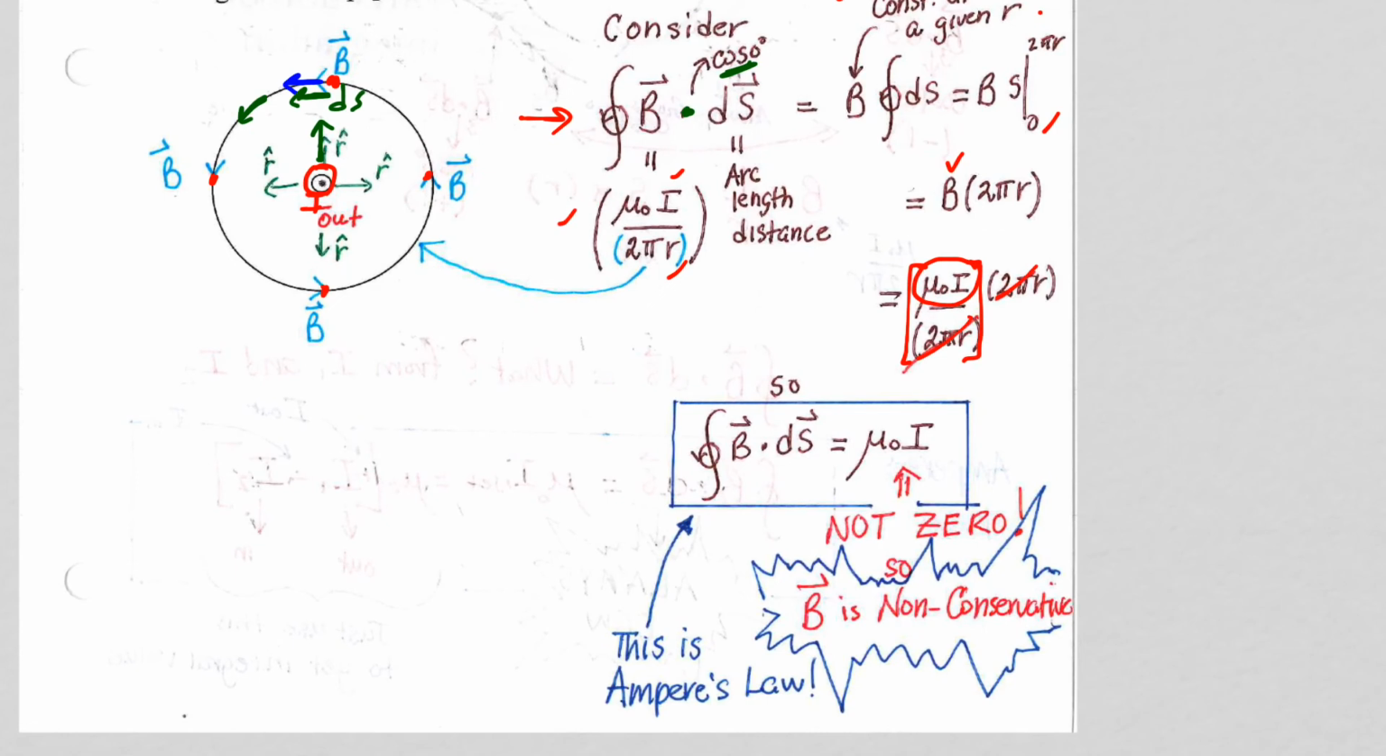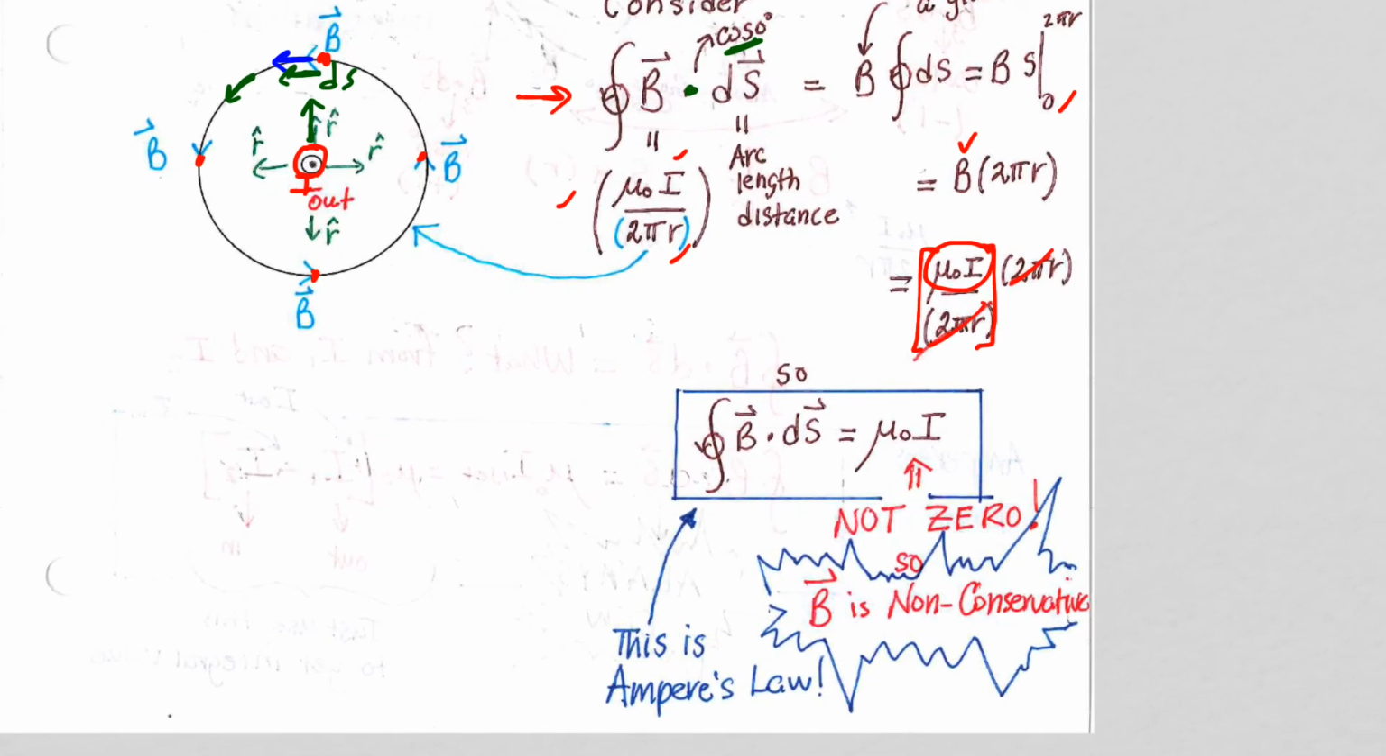And we'll see in our next lesson that this actually turns out to be Ampere's law. But the most important thing you need to know about this lesson and what we're emphasizing is that when you do integral B dot ds around a closed path, you will never get 0. You will always get mu naught I, and the B is not conservative. And we're going to talk more about this in our next lesson.